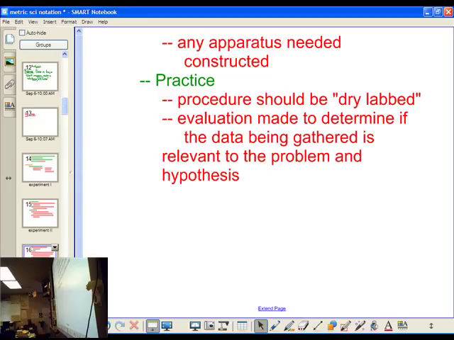We dry lab it. In other words, we evaluate. Also, we can determine, are we actually collecting the data? Are we actually doing the things we think we are doing? The trouble is sometimes we have an experiment that really isn't proving what we think it is. Okay, so that needs to be addressed.